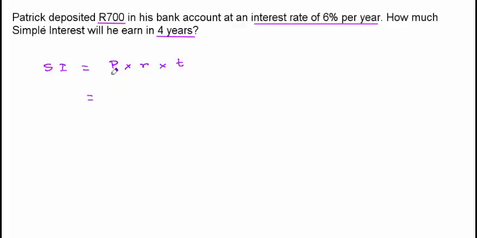And that's equal to 700 Rand. So we have a 700 times the rate is 6%. So we need to do 6 over 100. That turns out to be 0.06 times 4. Simplify. 100 goes 7 times into 700. So we have a 7 here, times 6 times 4, which is 168 Rand. This is the interest or the extra amount that Patrick will earn over a period of 4 years.